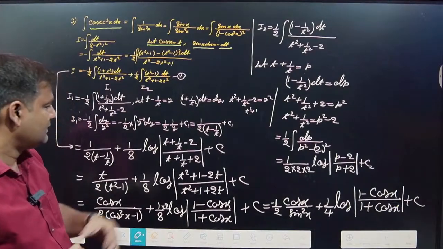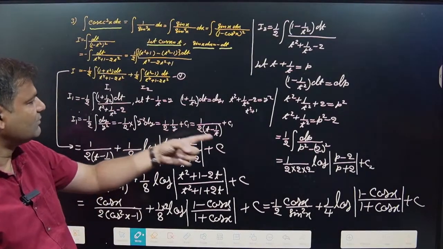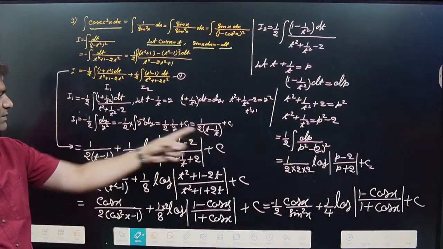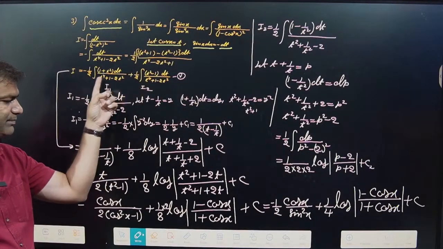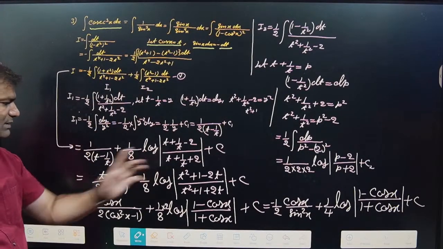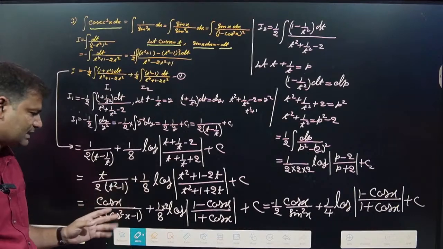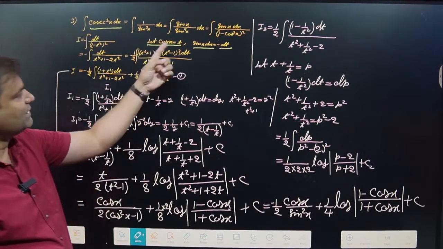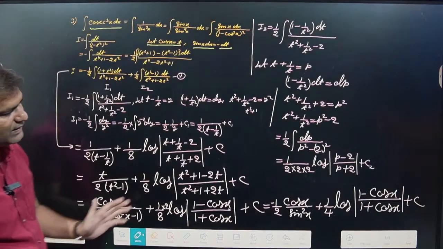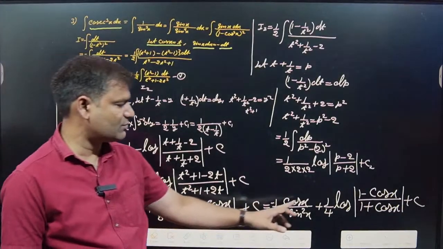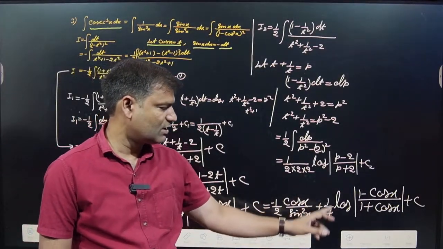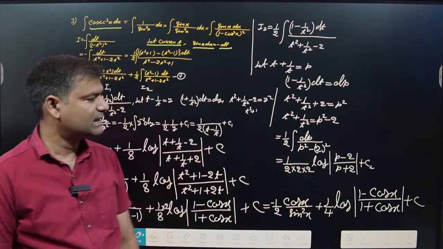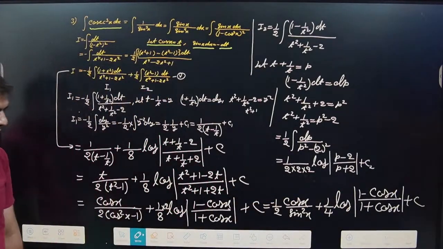Then we got like that, and these two values, this one and this one, put here in equation number 1. Then we got like that after resolving. And finally t is replaced by cos x. Then we got the final answer: minus half into cos x upon sin square x plus 1 by 4 into log of (1 minus cos x) upon (1 plus cos x) plus c is the right answer.